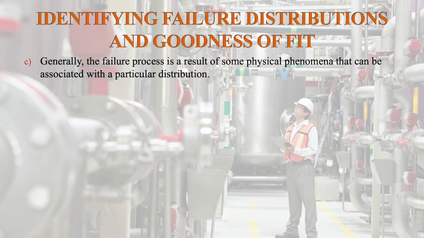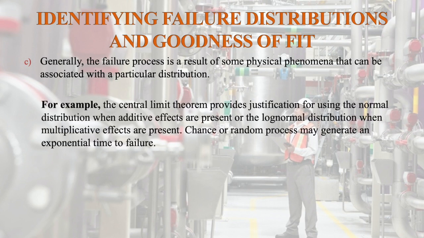C. Generally the failure process is a result of some physical phenomena that can be associated with a particular distribution. For example, the central limit theorem provides justification for using the normal distribution when additive effects are present, or the lognormal distribution when multiplicative effects are present. Chance or random processes may generate an exponential time to failure.